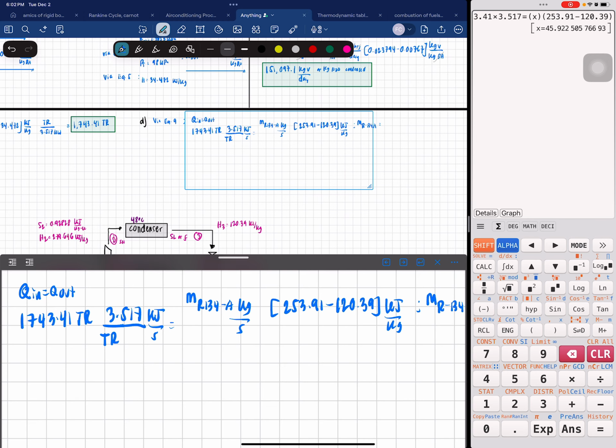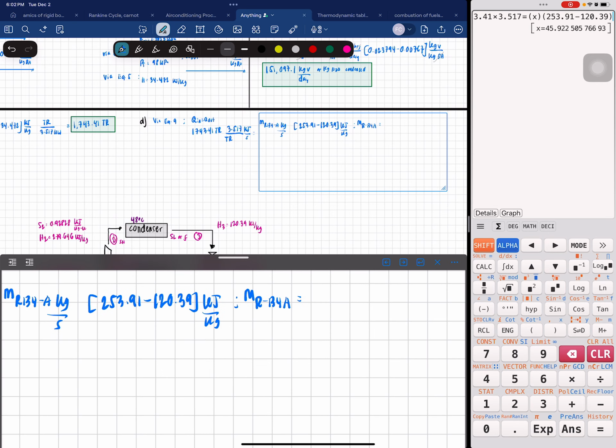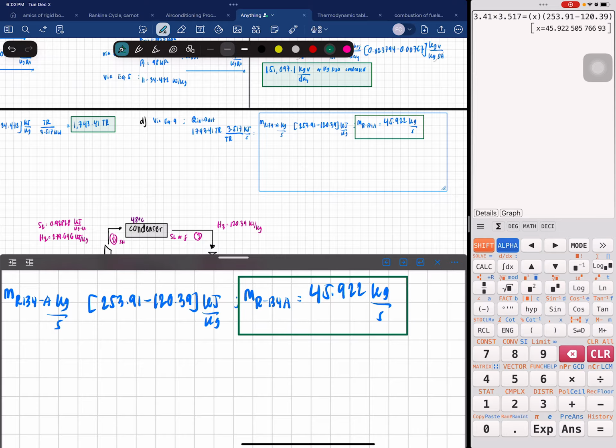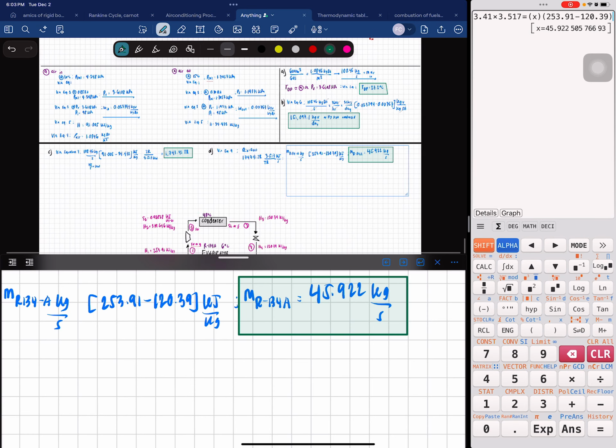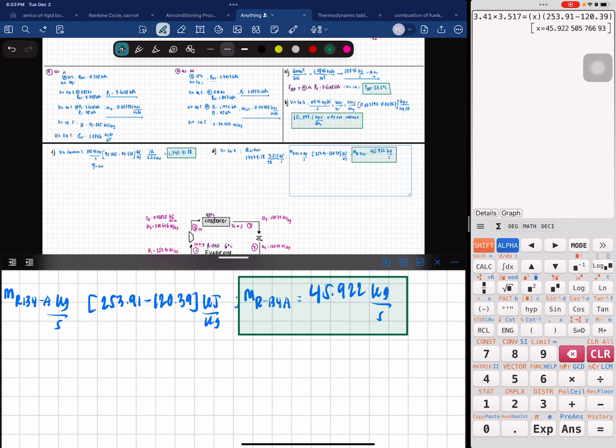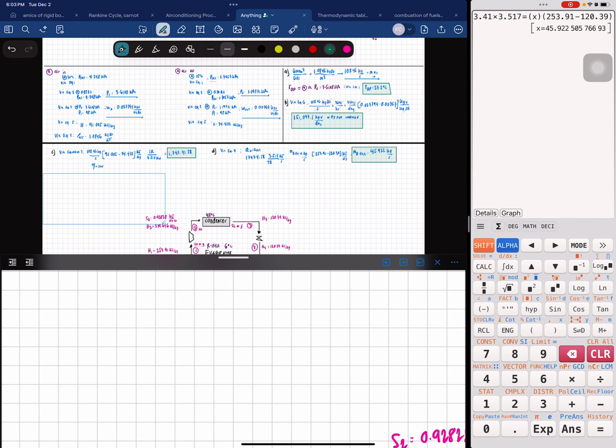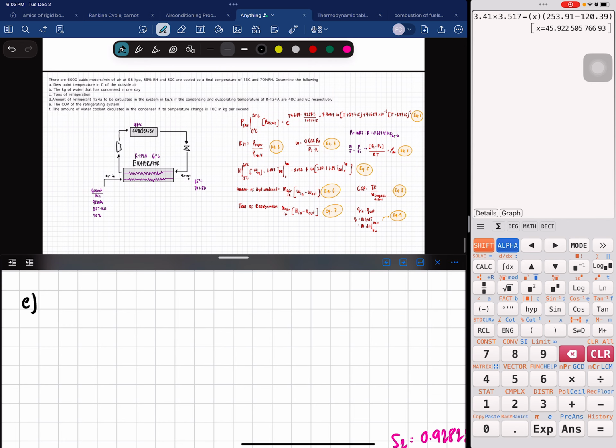So the mass of R134A will be around 45.922 kilograms per second. Okay? Right, so let's proceed now to letter E. What is asked at letter E? COP of the refrigerating system.